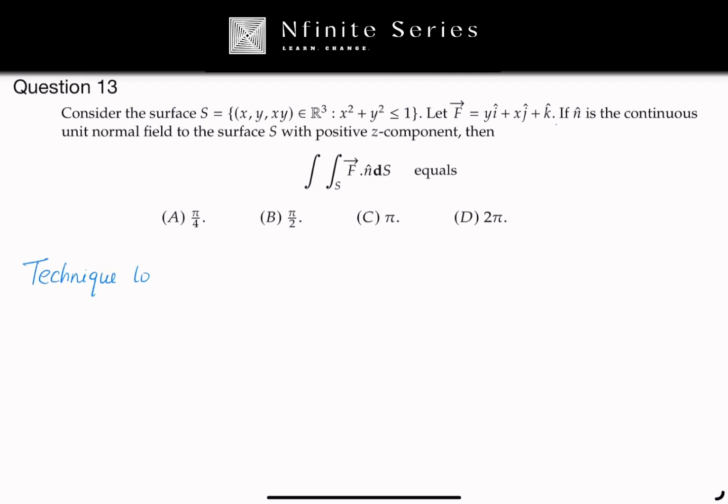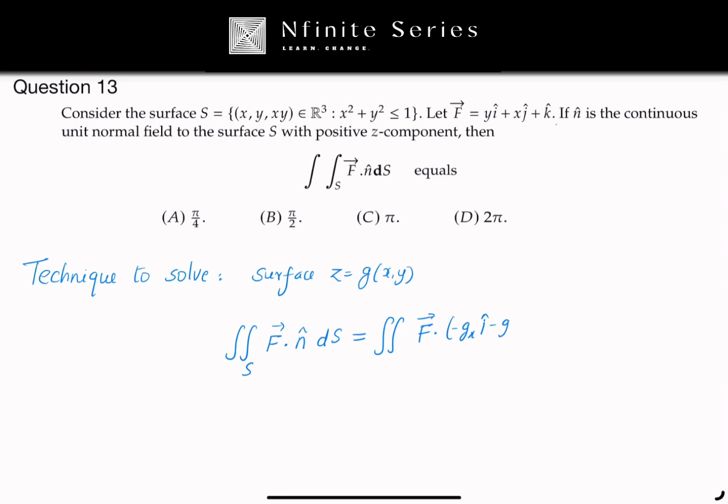Here is the technique to solve the surface integral of the vector field. Now suppose the surface is given by equation z equals g(x,y), then the surface integral of the vector field has the following formula. You compute the integration of the inner product of the vector field with the vector given by minus the partial derivative of g with respect to x, i component, and then minus the partial derivative of g with respect to y, j component, plus k component, with respect to the area of the region D, where the region D is the projection of the surface on the xy plane.